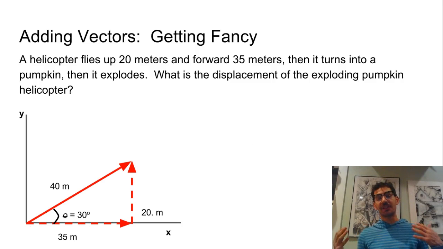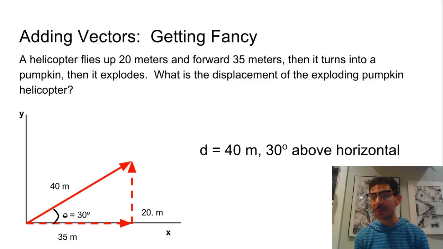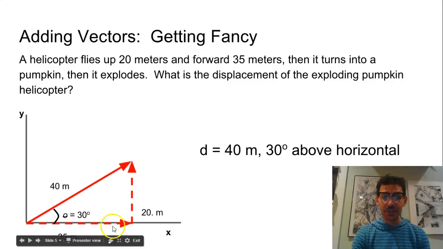And how are we going to describe this? Well, we want the displacement. Instead of using our delta x like we used before when we were working in one dimension, now we're going to use just a lowercase d for displacement. So our displacement is 40 meters, 30 degrees above the horizontal.